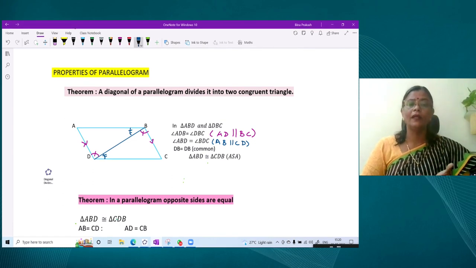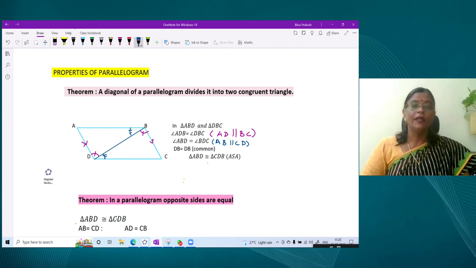I have used that information. So therefore, these pairs of alternate angles will also be equal. Now you need one more piece of information, because we have got little information. And the third piece of information is, isn't DB common to both? So therefore the two triangles are congruent.